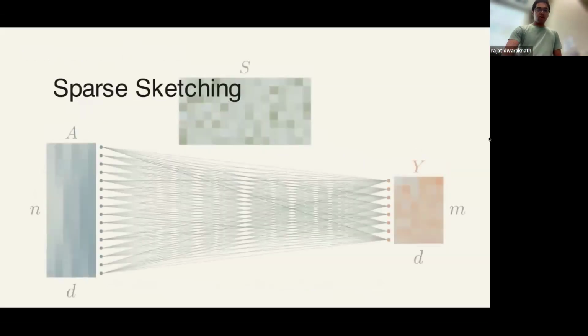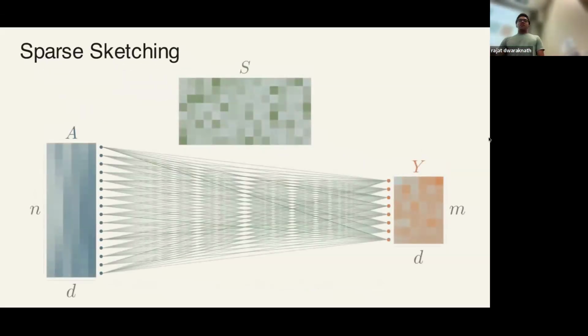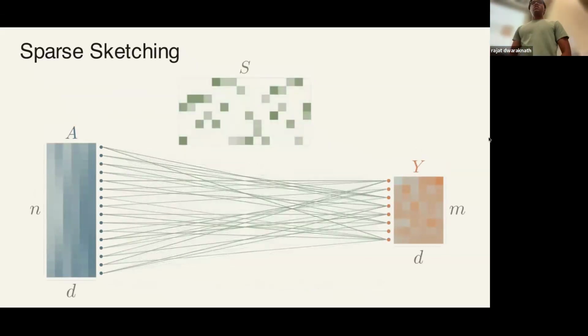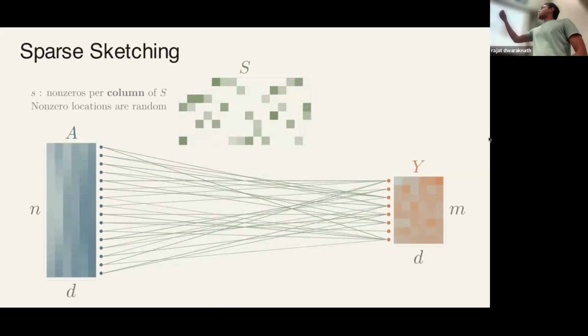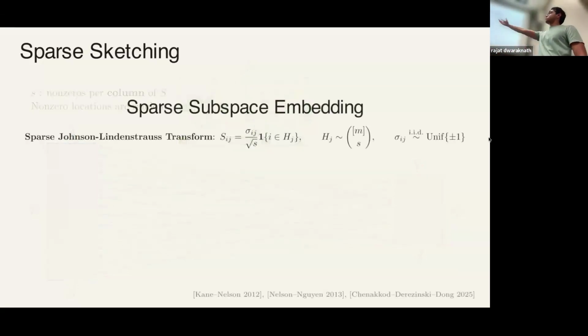I could do sparse sketching. So what does this mean? Well, I look at the sketch matrix S, and I could just say, what if I just set some of these entries to be 0, right? And specifically, I choose them to be random. The locations of my sketching matrix which are non-zero, I'm going to choose those to be random. And this is a sketch that has been very well studied. It's called the Sparse Johnson-Lindenstrauss transform.